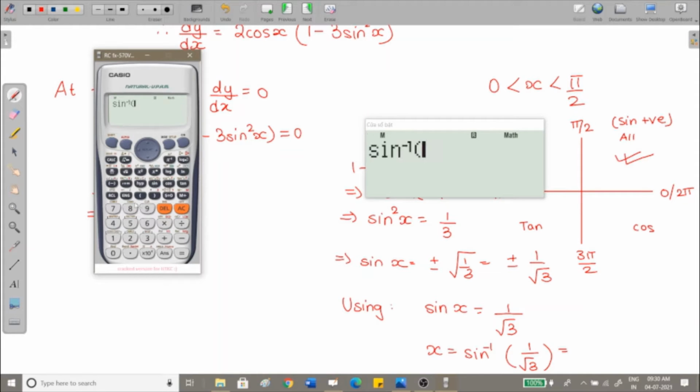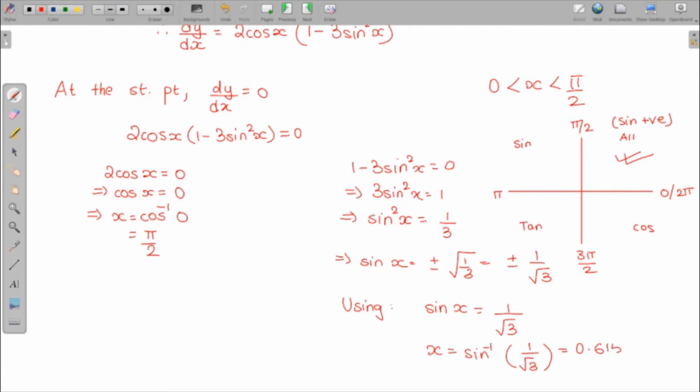So let's find out the value of x. So it is 1 over root 3, and that comes to 0.615. And this is in radians.